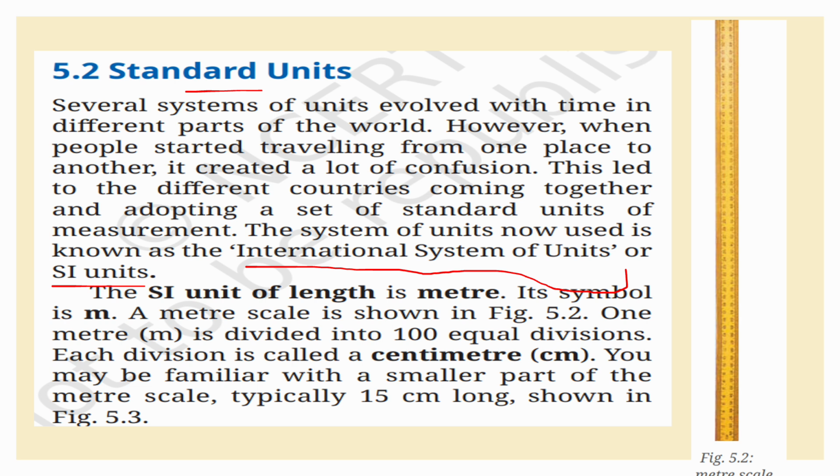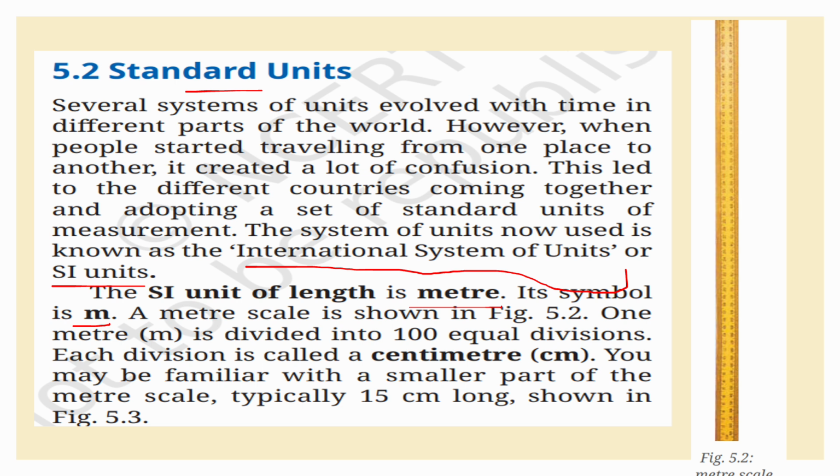This led to different countries coming together and adopting a set of standard units of measurement. These standard units are called the International System of Units or SI units. The SI unit of length is meter. Its symbol is m. The SI unit of length is meter, represented by the symbol m.